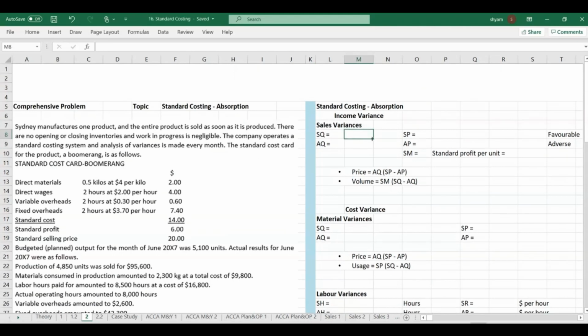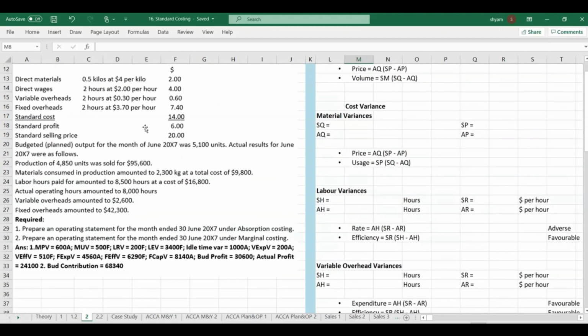So we'll start. First, let's start from the question. What is the question? Thereafter, we'll read the problem. Prepare an operating statement for the month ended 30th June 2007 under absorption costing. So that is what we are going to do.